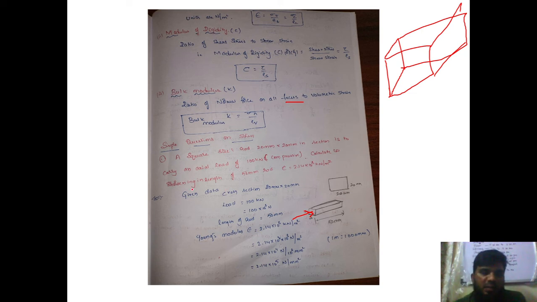Shortening in length is nothing but how much decrease in the length is happening because of this compression. When you are trying to press it, to push it, because of this pushing, how much amount of length has been reduced, that you have to find. For that they have given you the Young's modulus, E is equal to 2.14 into 10 to the power of 8 kilonewton per meter square.